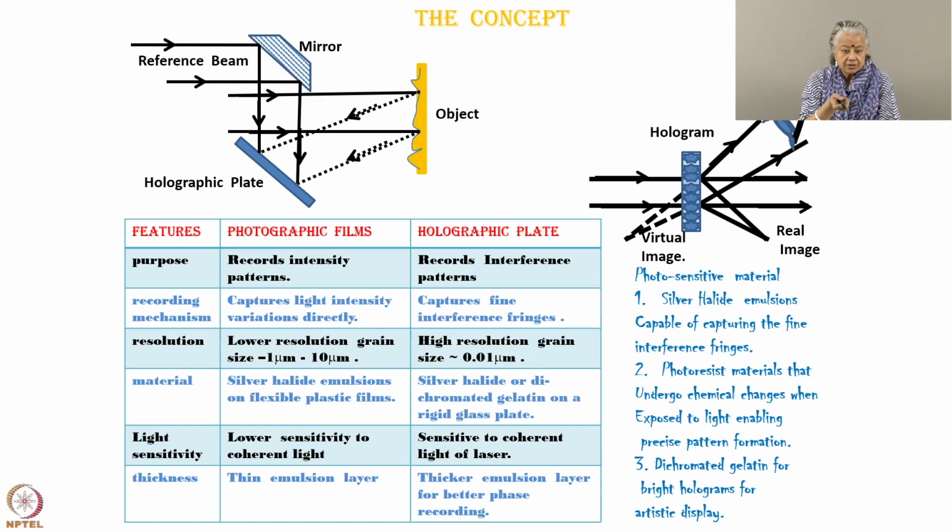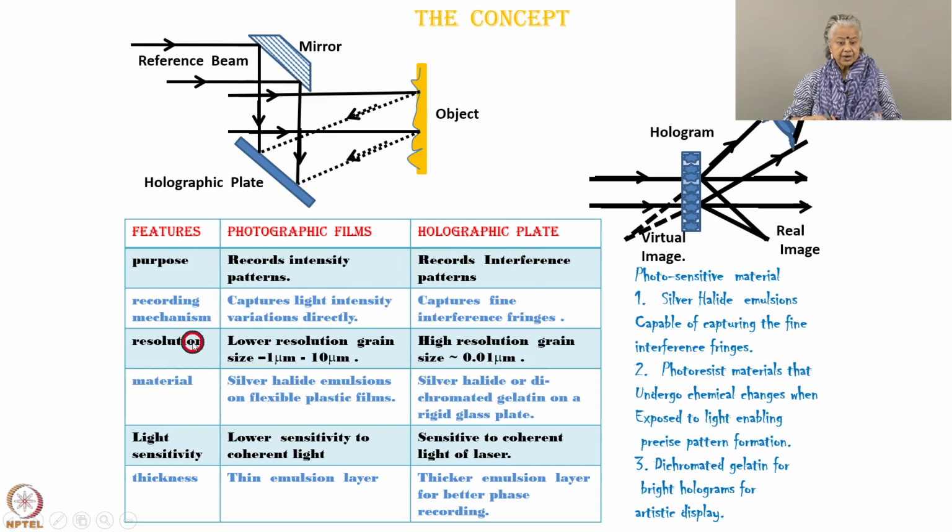I have just put in a small table here, the features and the difference between photographic films and a holographic plate. A photographic film records the intensity pattern. Remember that intensity is the square of the amplitude. So I am basically recording only the amplitude of the light wave that is coming in, while the holographic plate records the interference pattern. So that's the difference between the two.